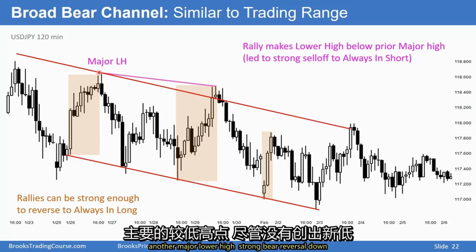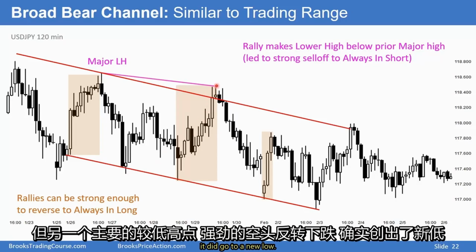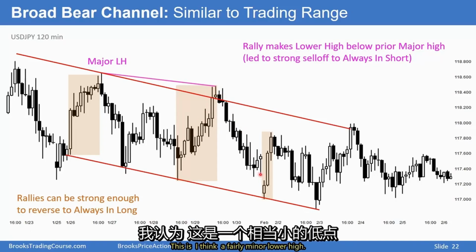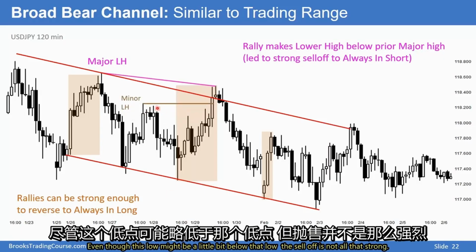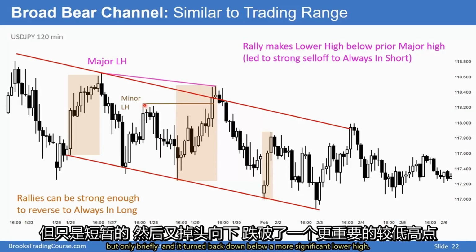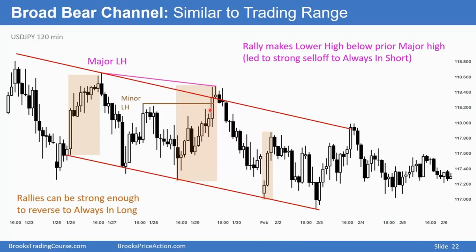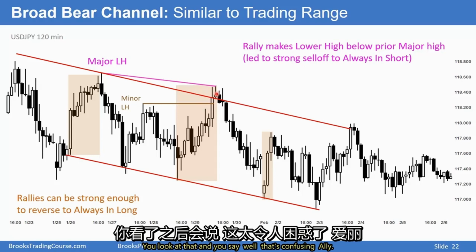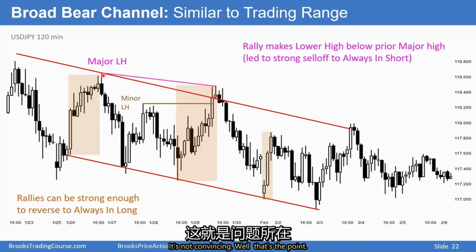Major lower high, even though it did not go to a new low. Another major lower high, strong bear reversal down. It did go to a new low. This is, I think, a fairly minor lower high. Even though this low might be a little bit below that low, the sell-off is not all that strong. It's still significant that the rally went above it, and the market probably was always in long somewhere in here, but only briefly, and it turned back down below a more significant lower high.